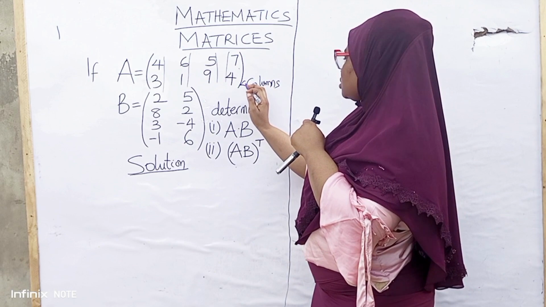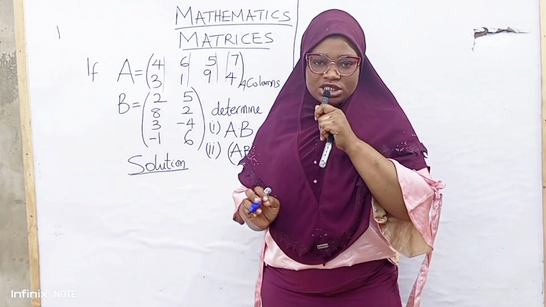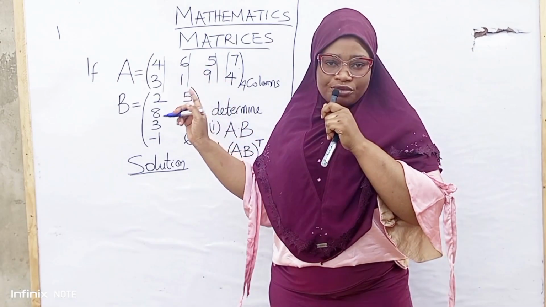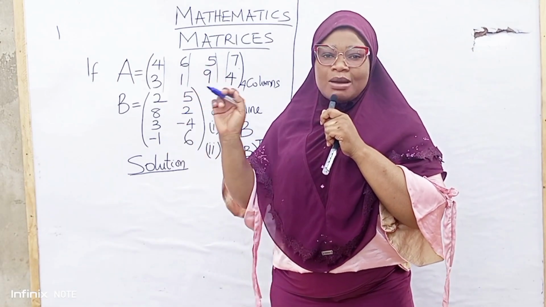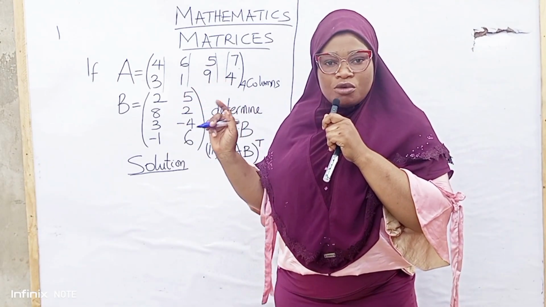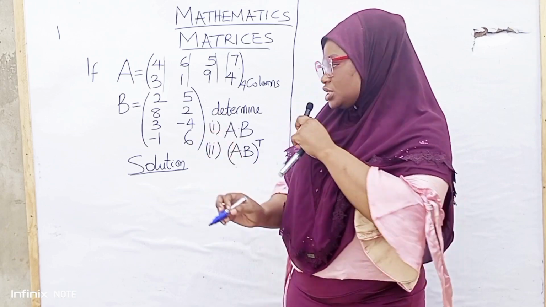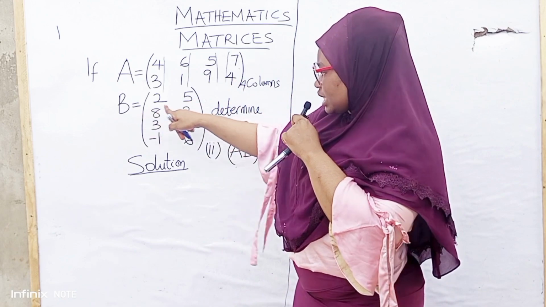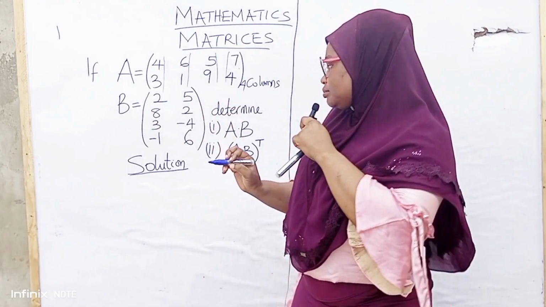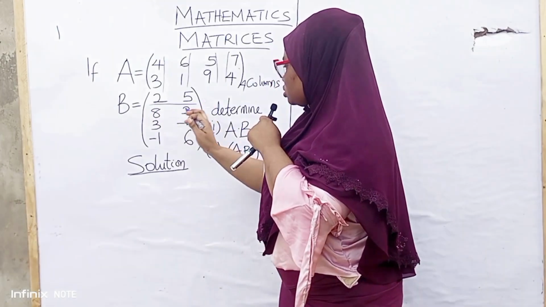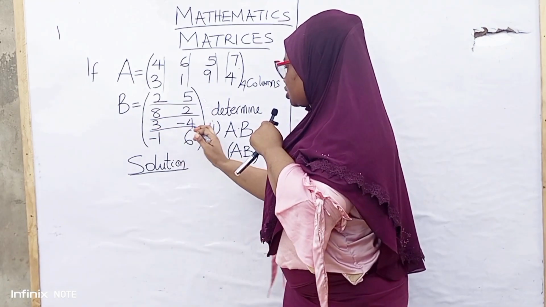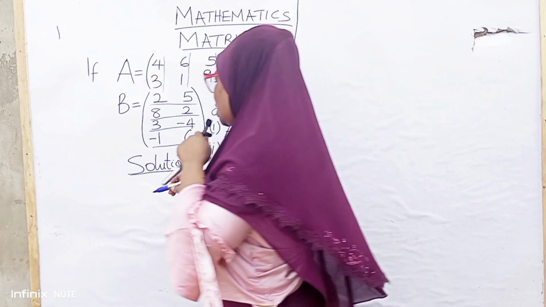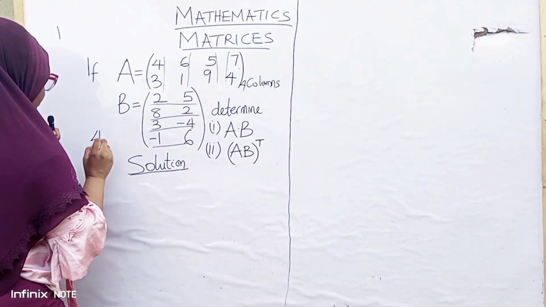Now the second thing that you are going to do is look for the number of rows of the second matrix. Rows are those numbers that lie on the horizontal line. So here, 1, 2, 3, 4. So this matrix B has how many rows? It has 4 rows.